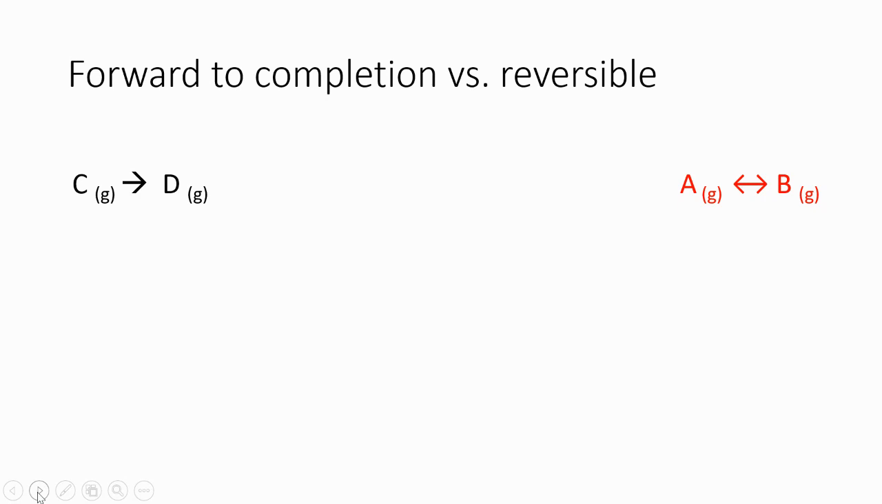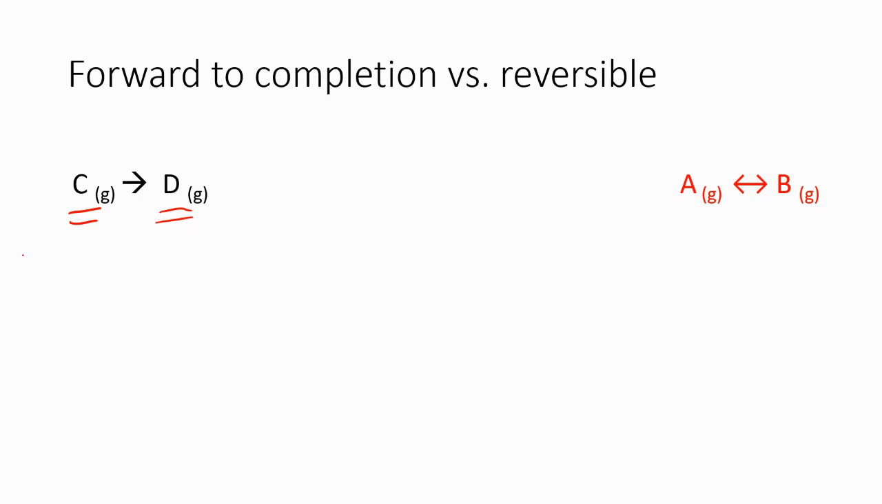Most of the reactions that we've studied this year have been forward reactions. We have a reactant like C right here on the left-hand side, and it eventually decomposes or reacts and turns into product like D here on the right hand side of that equation. We can assume that eventually the reaction, quote unquote, finishes as soon as we run out of C.